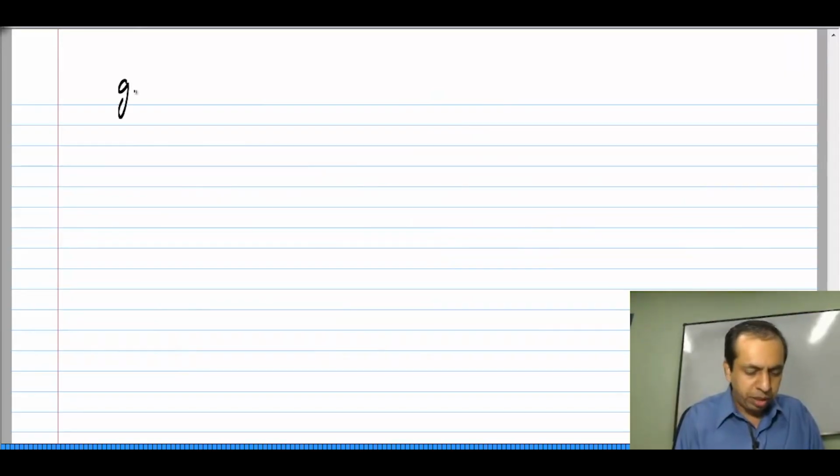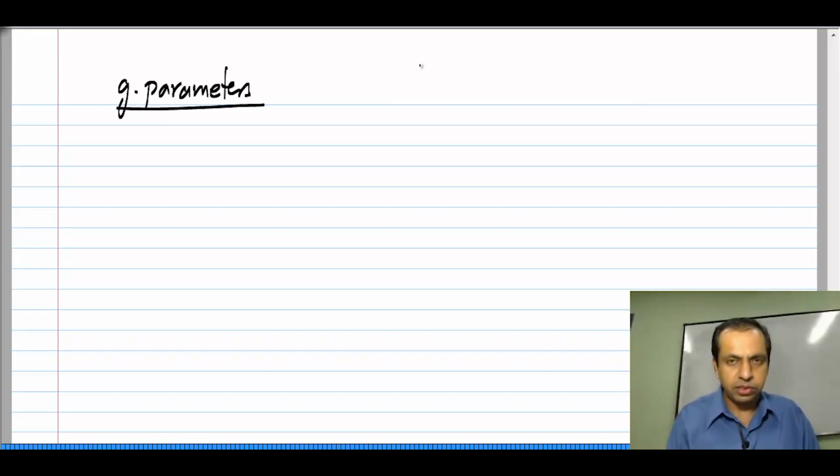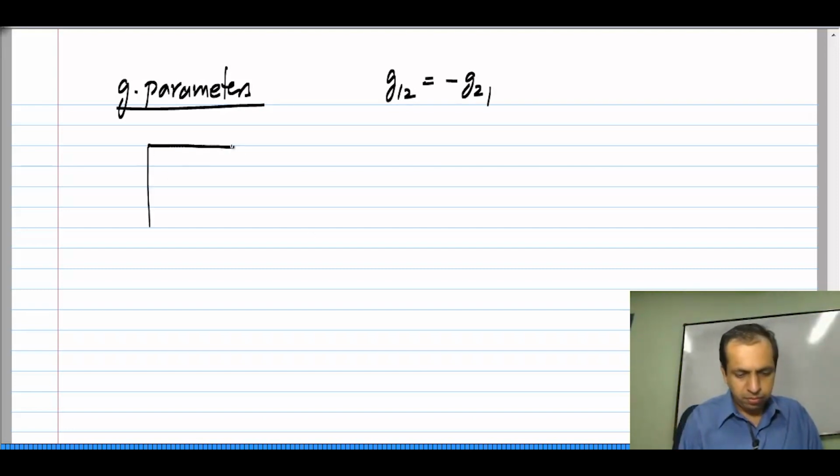And with G parameters, we have exactly the same thing. G12 is minus G21, and I have my two-port.